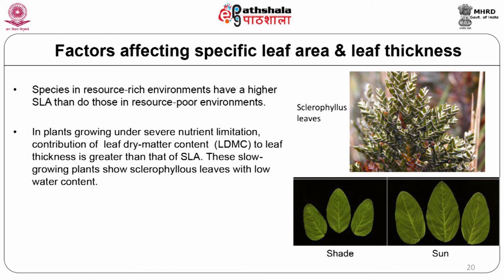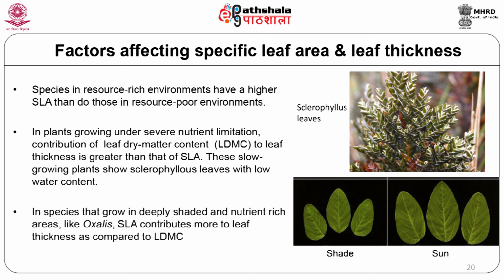In contrast, succulent plants that grow in dry subtropical to tropical areas show greater leaf thickness due to higher SLA and low leaf dry matter content. In species that grow in deeply shaded and nutrient rich areas, like oxalis, SLA contributes more to leaf thickness as compared to LDMC.